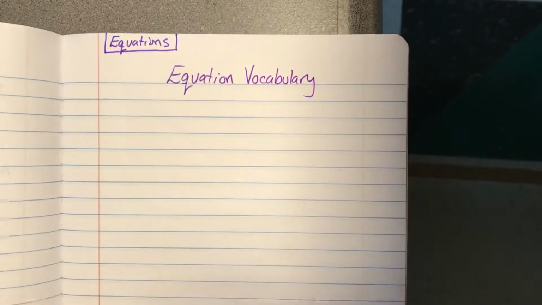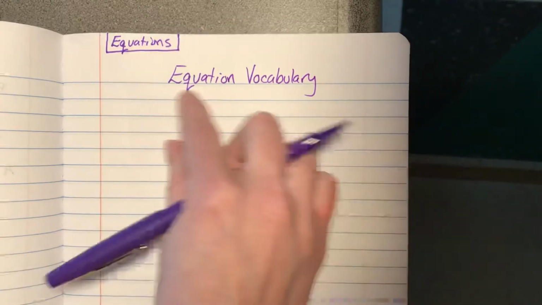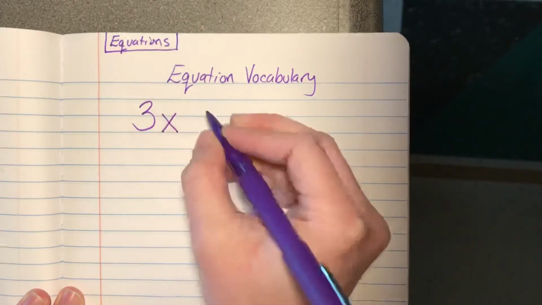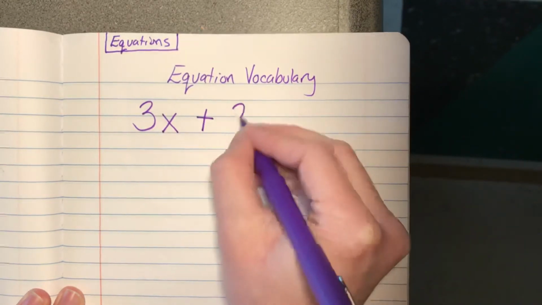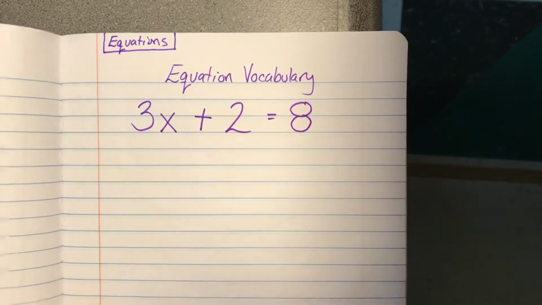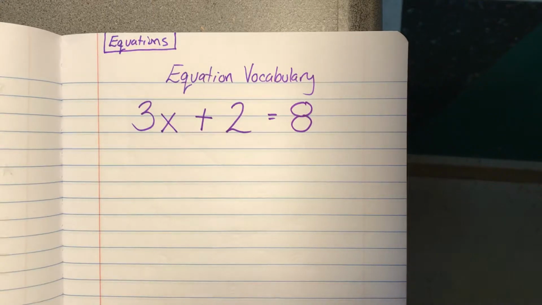All right, so for equation vocabulary, the first thing I want you to do is, really big up here at the top of your page, write 3x plus 2 is equal to 8. Now, you might want to pause the video right here and maybe go get some colored pencils or something to indicate different colors, because we are going to color code some of these vocabulary words. So I'll give you a second to pause the video and grab something colored. If you don't have anything colored, I'll show you what you can do, but if you've got some colored pencils or crayons or something, that might be helpful.